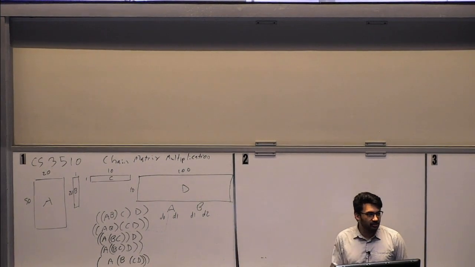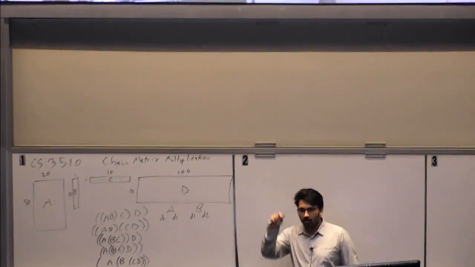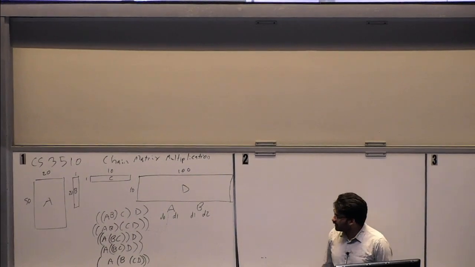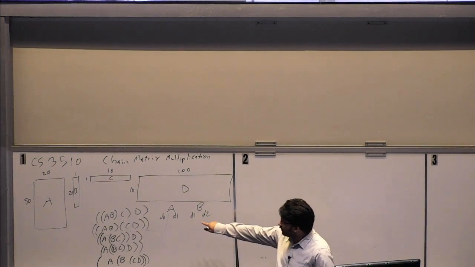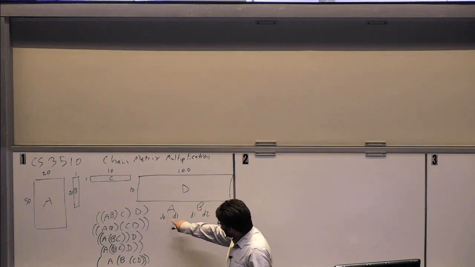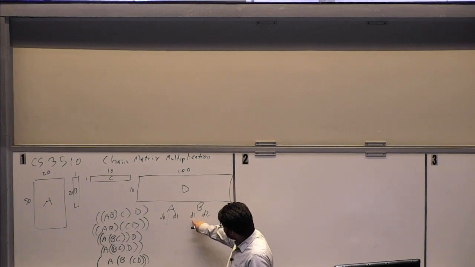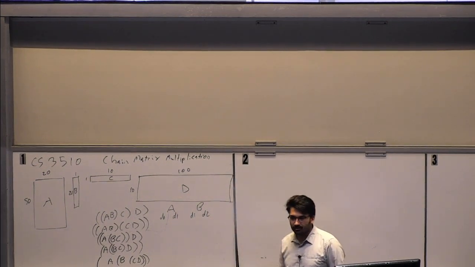Matrix A has dimensions D0 by D1, and then matrix B has dimensions D1 by D2, right? And of course, because the number of columns of A is the number of rows of B, you can multiply these two matrices, right?